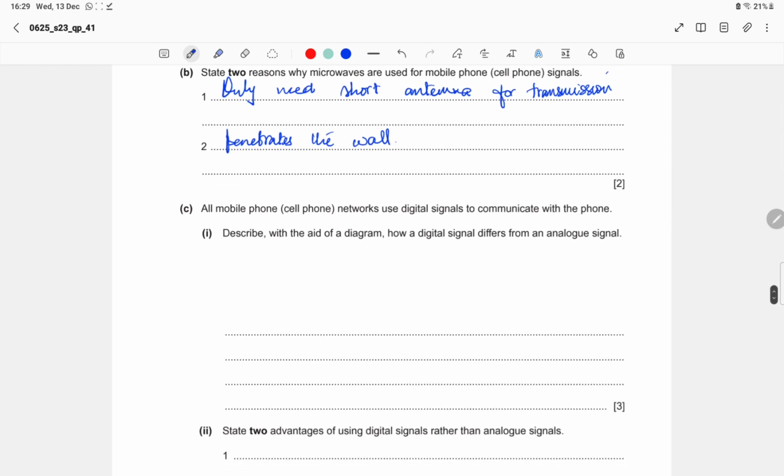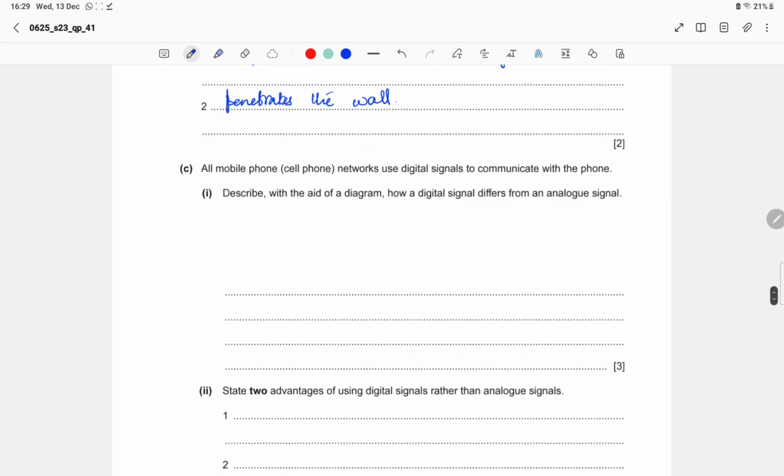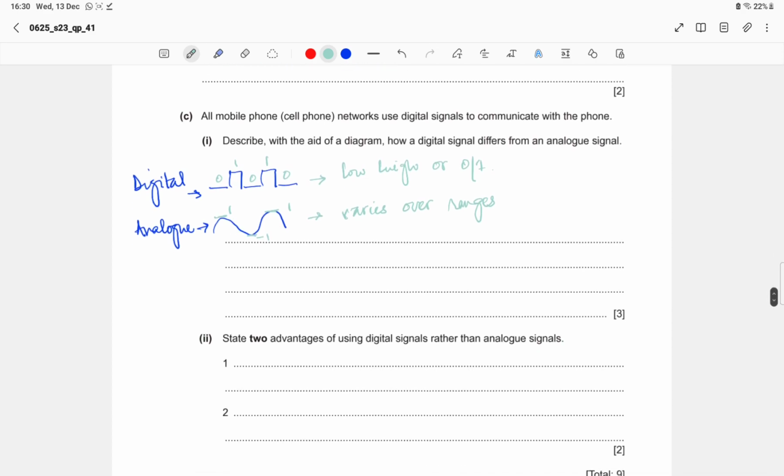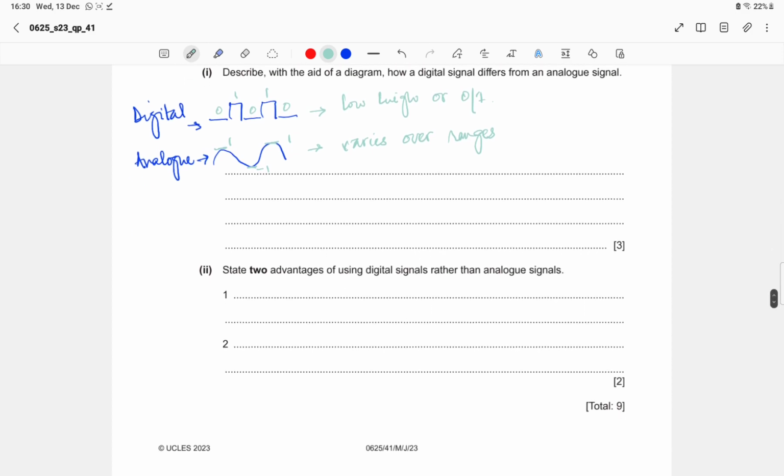Let's move to the next question, and it states that all mobile phone networks use digital signals to communicate with the phone. Describe with the aid of a diagram how digital signals differ from analog. So, digital signals are those signals which have zeros and ones, or you can say high and low values, whereas analog signals are continuous signals like a sinusoidal wave, and they vary over ranges.